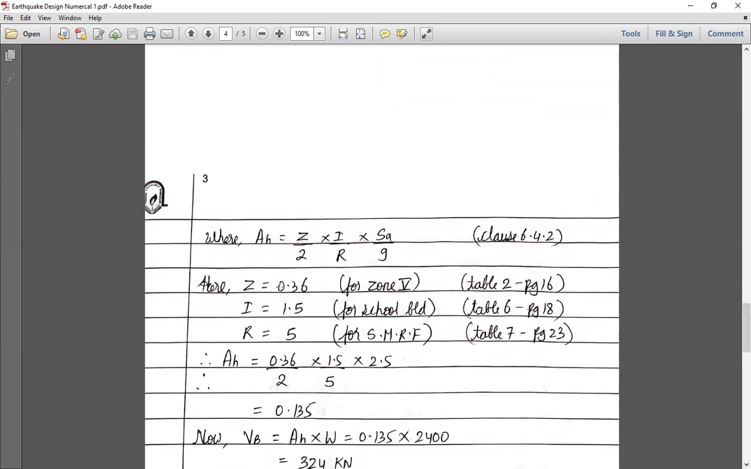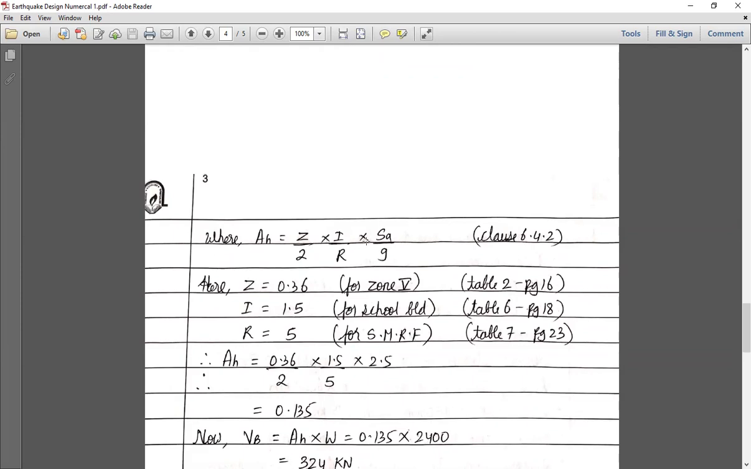Here Z, I have discussed in the beginning. Z is nothing but the zone factor. So what is the zone factor for zone 5? It is given in Table 2, that is 0.36. Then what is I? I is nothing but the importance factor. And what is R? R is the response reduction factor. So how much is I? For a school building it is 1.5. It is given in Table 6, page 18. And what is R?